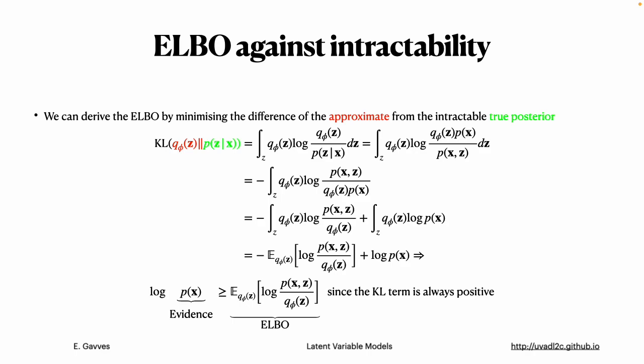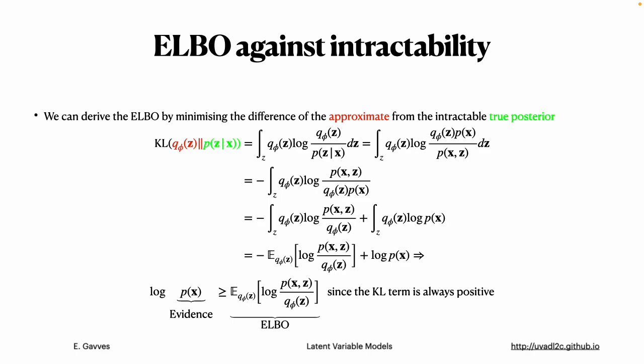And now what do I know? That the KL divergence is always positive. So this will always be positive. So my logarithm of p of x goes on the other side, and it's always higher than this. And now this is the ELBO. So that's the second way of deriving the ELBO.